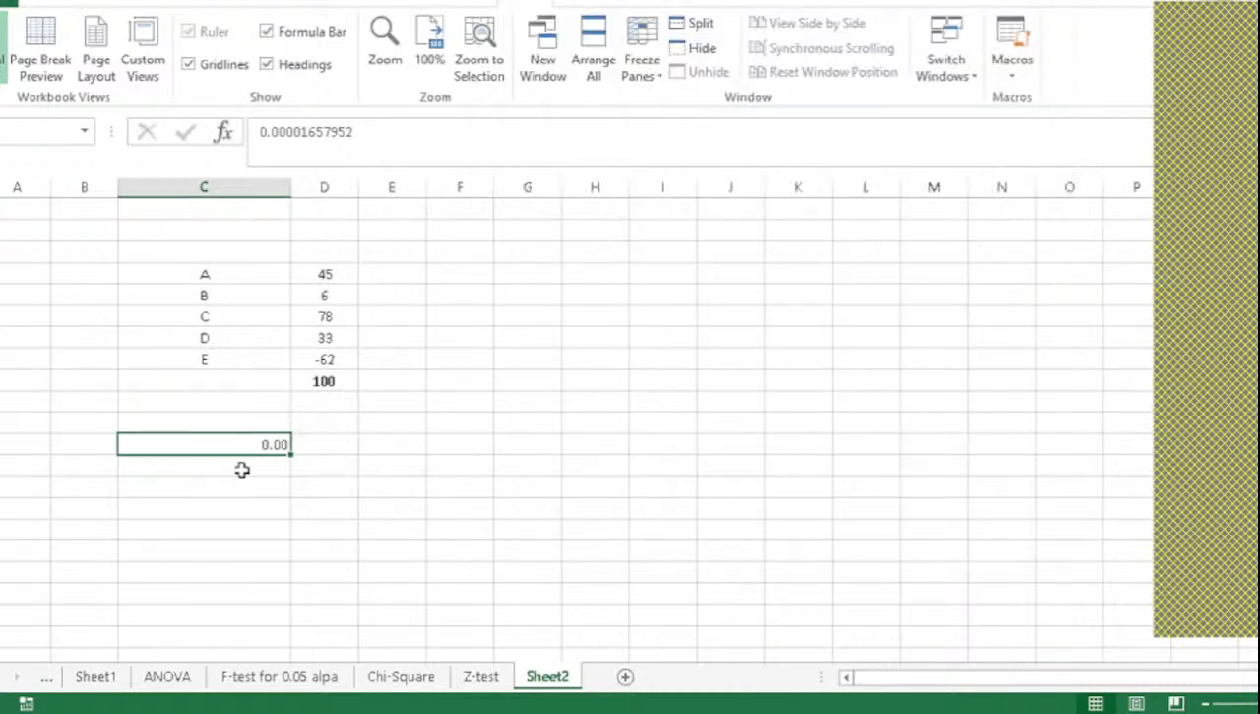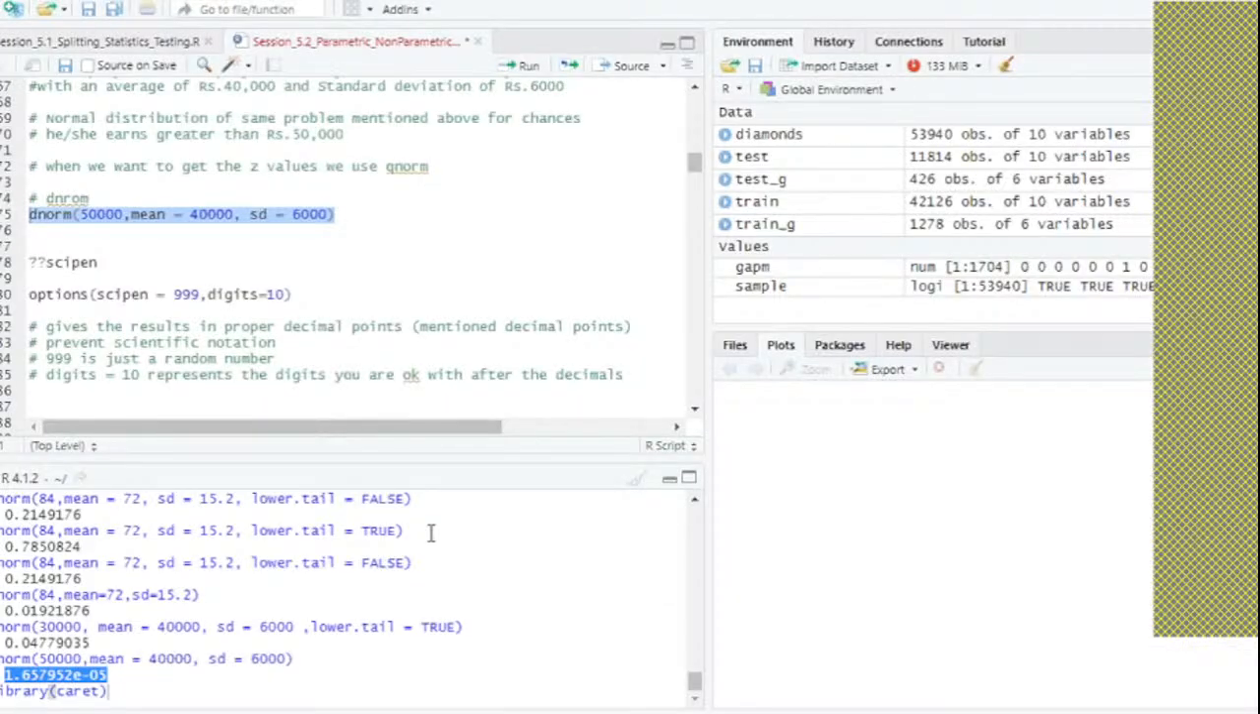See, so this is my number, right? Okay. Now, if you get this number in R, you can run this command, options scipen, which means scientific penalty, equal to some random number, and digits. I mention the digits, how many digits I want after the decimal point, right? It gives the result in proper decimal point.